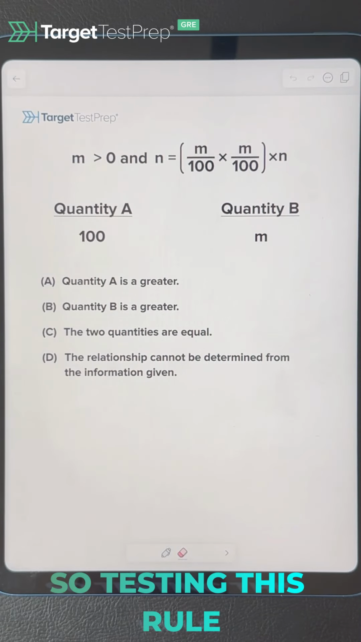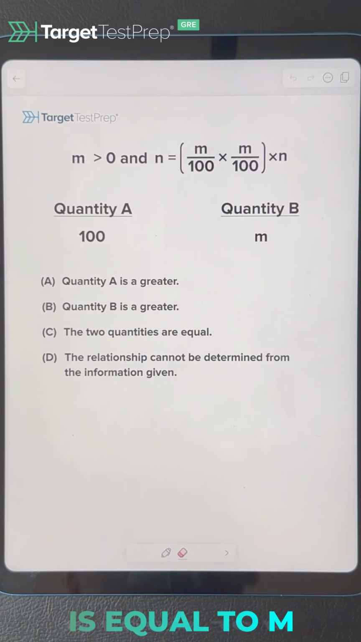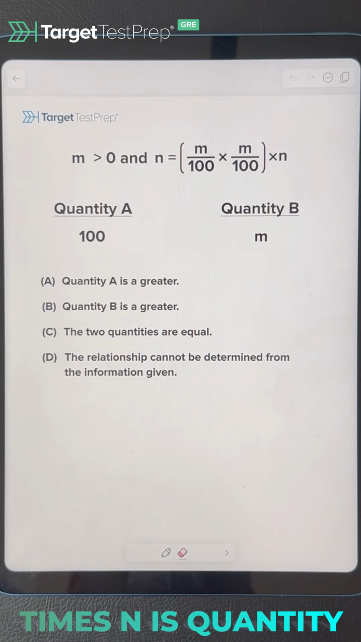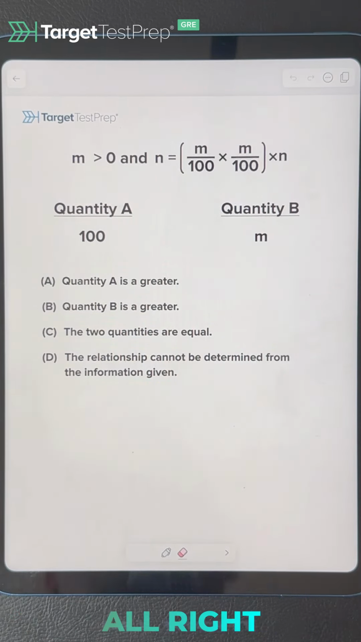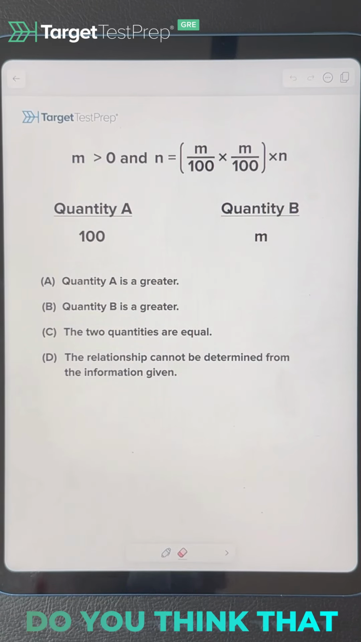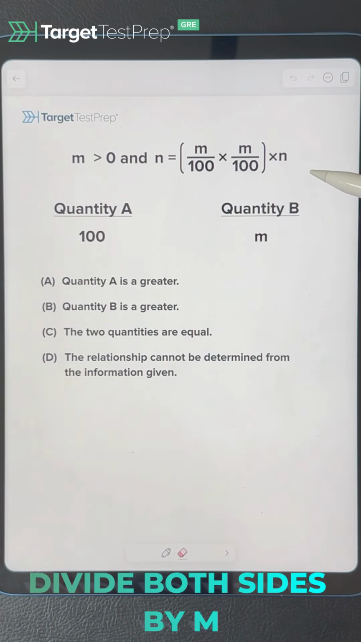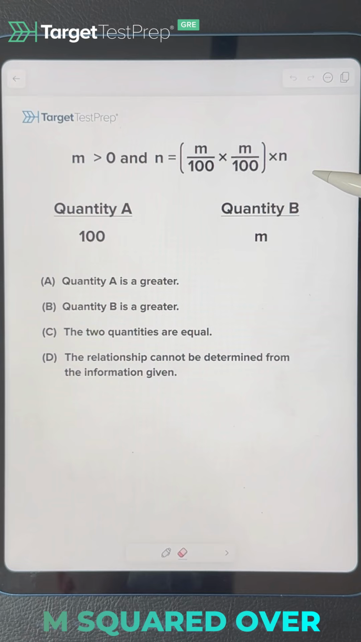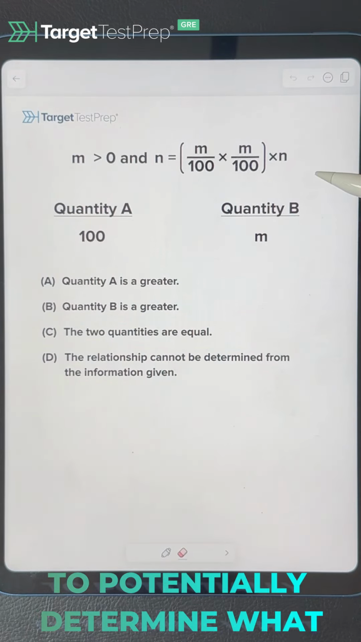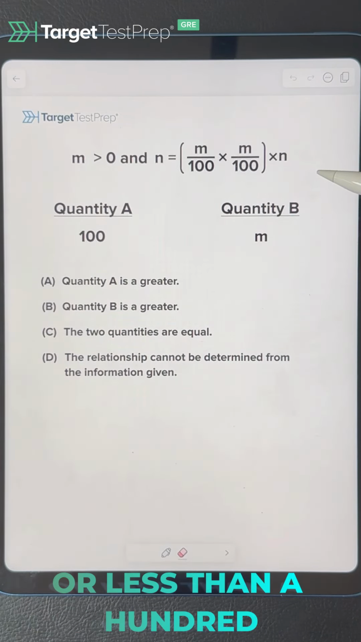All right, so testing this rule that we were just discussing, here's what we have. If m is greater than 0 and n is equal to m over 100 times m over 100 times n, is quantity A greater than quantity B? Now, the rule being tested is: do you think you can divide both sides here by n? Because that's the trap. The moment you divide both sides by n, you'd be left with m squared over 10,000 is equal to 1, and you'd be able to potentially determine what m is, and if you could do that, you'd know if quantity B is greater than or less than 100.